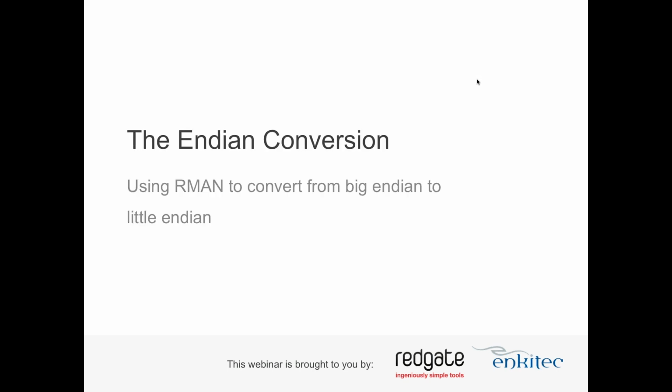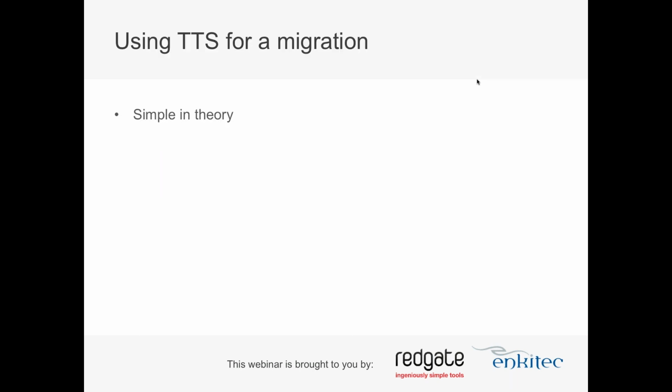Now, probably the quickest way to migrate large data sets from one platform to another is using RMAN to convert from, in this case, big-endian to little-endian, because it's a talk about migrating to Linux. So how does that happen? It is quite simple in theory, and it involves a few steps.